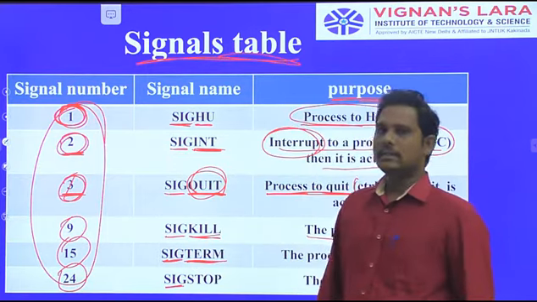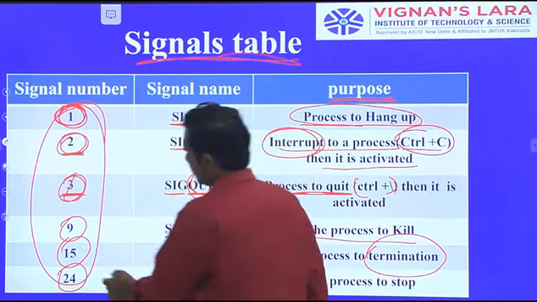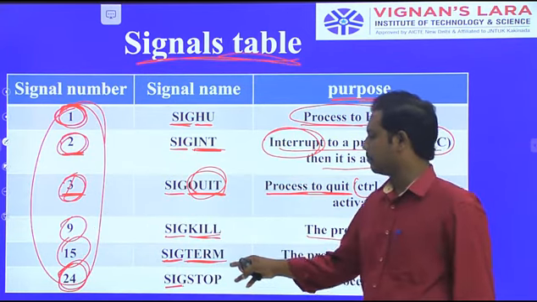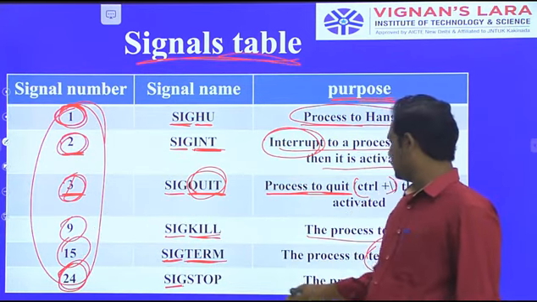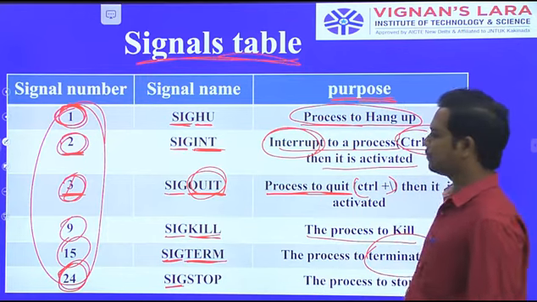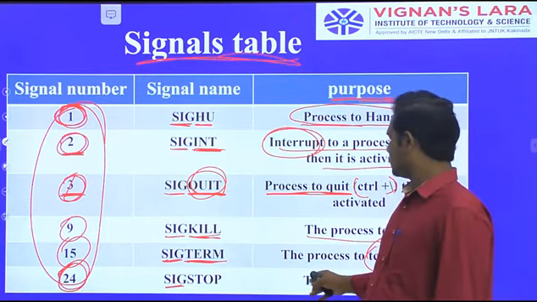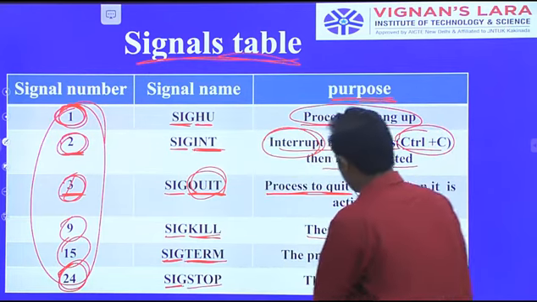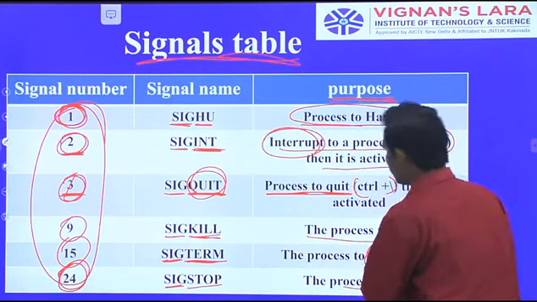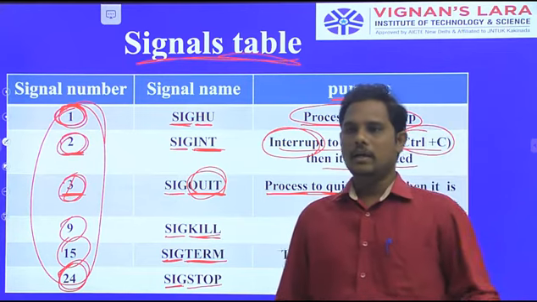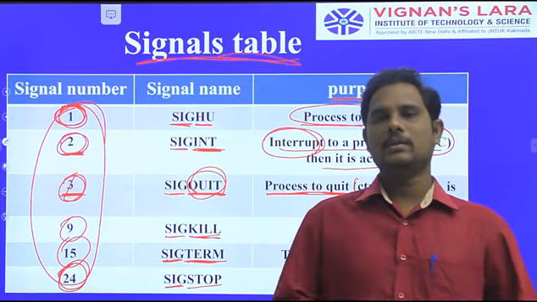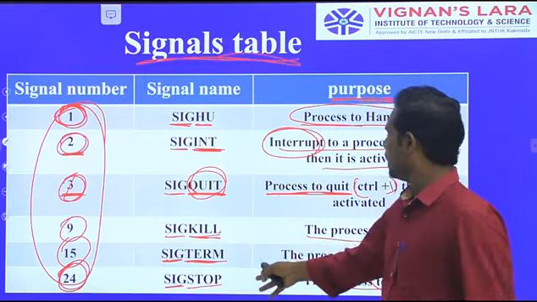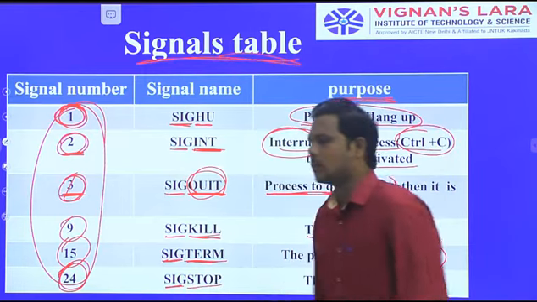Next, signal number 24, SIGSTOP. SIGSTOP means the process is to stop. Automatically, if it is completed or any interrupt is there, the process is stopped. At that time we use SIGSTOP.